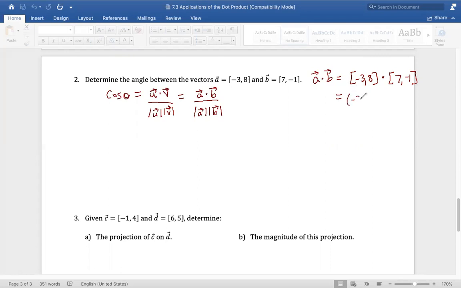So I have -3 times 7, and then we're adding to that 8 times -1. So that's going to be -21 plus -8. And again, if you've got the plus and the negative beside each other, it might be nice just to keep that in brackets, right? So then I end up with the scalar value of -29. So I've got my numerator part, but I also need to figure out the magnitude of A and the magnitude of B, right? So let's do that off to the side as well.